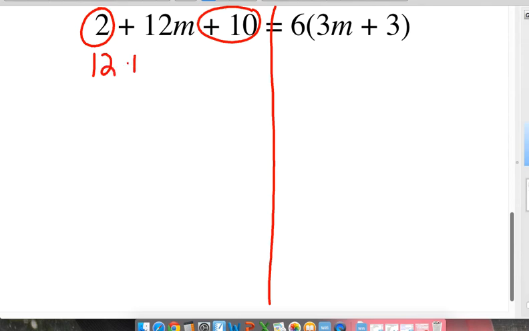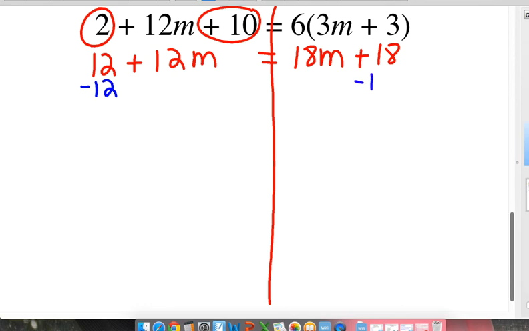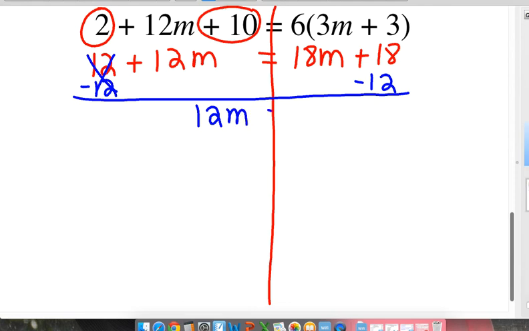I'm going to make that a 12 plus 12m equals, now I'm going to distribute on the right. 6 times 3m gives 18m. And 6 times positive 3 is positive 18. Awesome. Now, I got to get my constants together. I can subtract 12 or subtract 18. Doesn't matter to me. Let's subtract 12. 18 minus 12 gives 6.